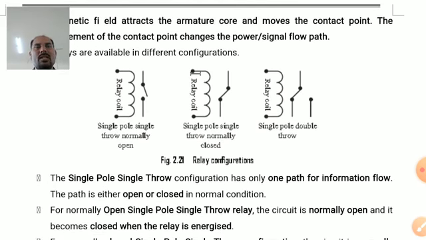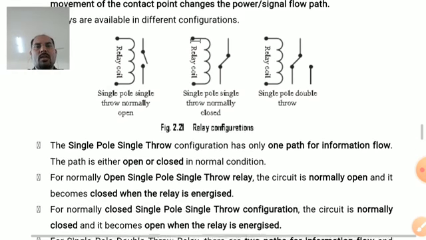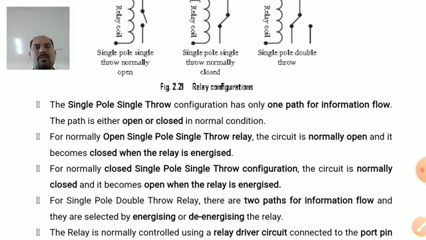Look here, in the single pole single throw, there is only one path for the information flow. In the normally open configuration, the circuit is open at the beginning. When the relay coil is energized, the relay that was open becomes closed. Whereas in the normally closed single pole single throw configuration, the circuit is normally closed, and when the coil is energized, the circuit becomes open.